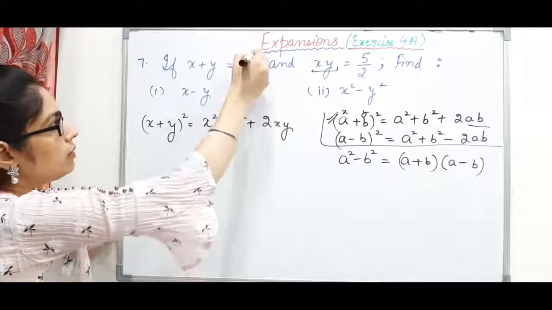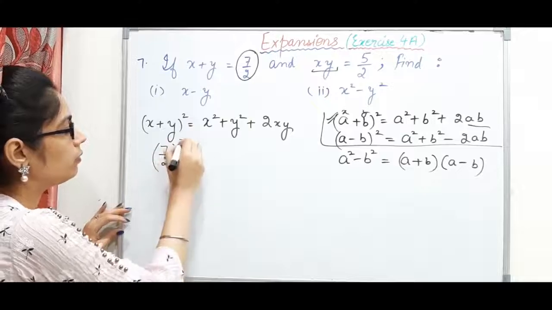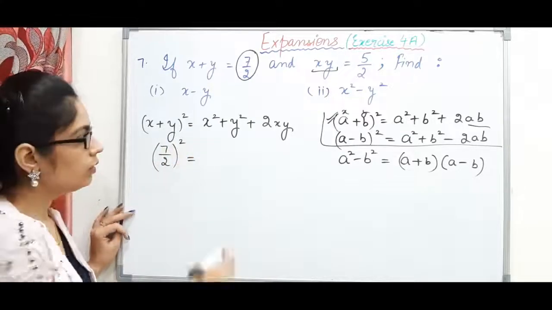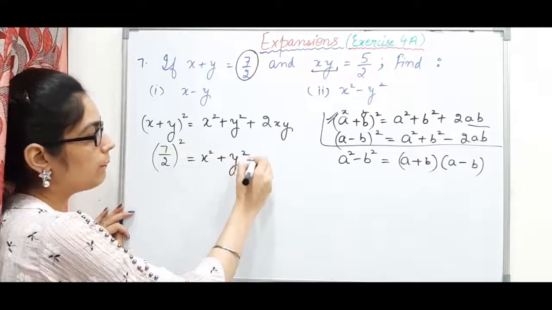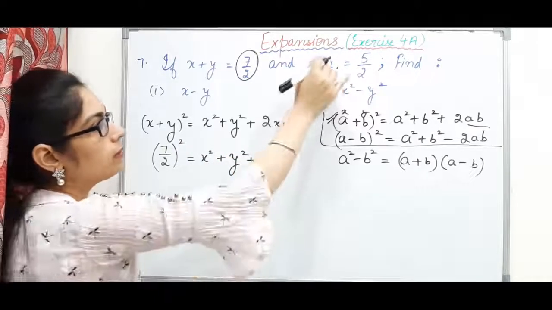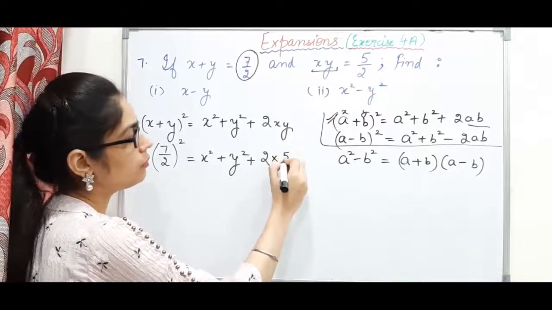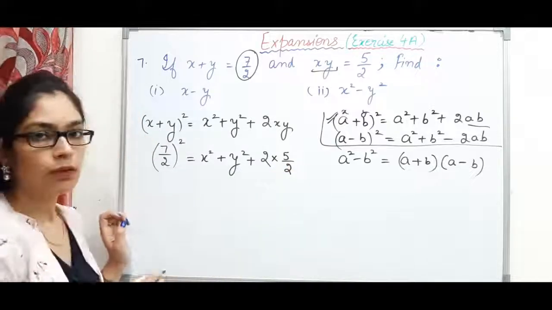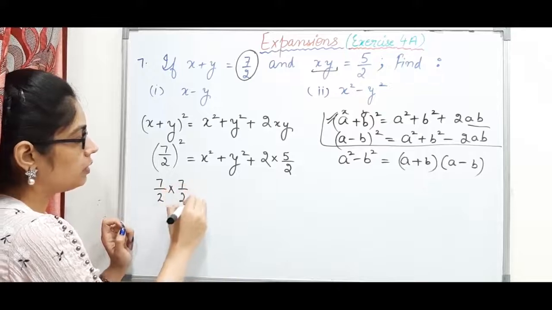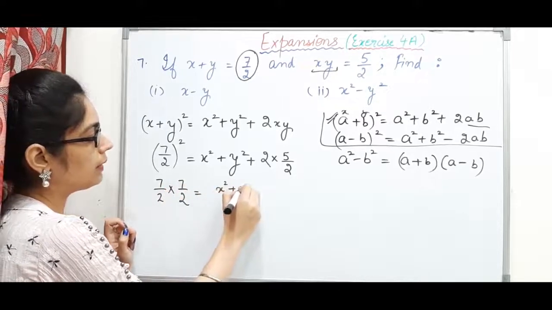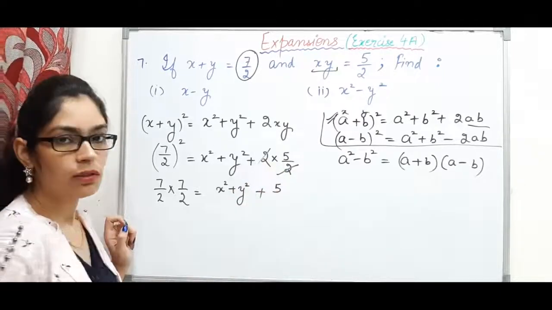X plus y is given to us as 7 by 2, so we will substitute it here as 7 by 2 whole square. X square plus y square is not given to us, so as it is we will write plus 2 into xy. X into y is also given to us, so 2 into xy is 5 by 2. 7 by 2 whole square means 7 by 2 into 7 by 2 is equal to x square plus y square plus 2, and 2 and 2 will get cancelled, so we are left with 5.